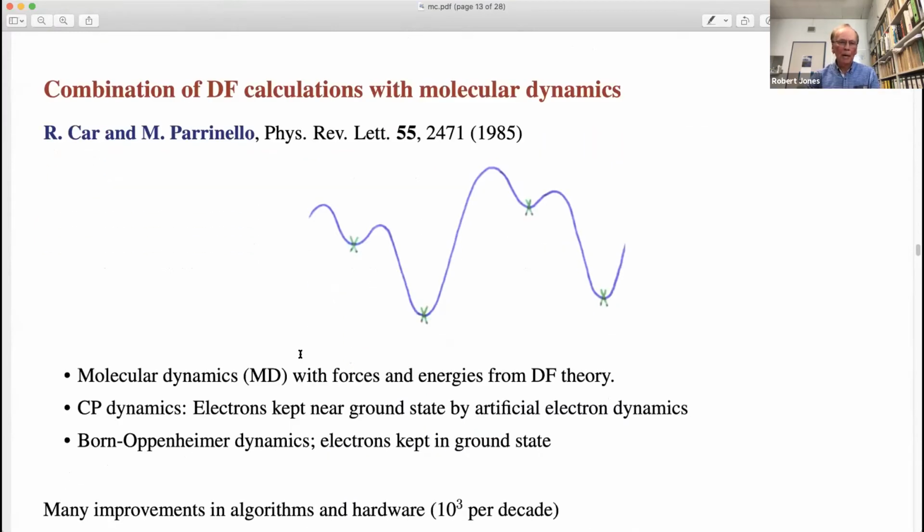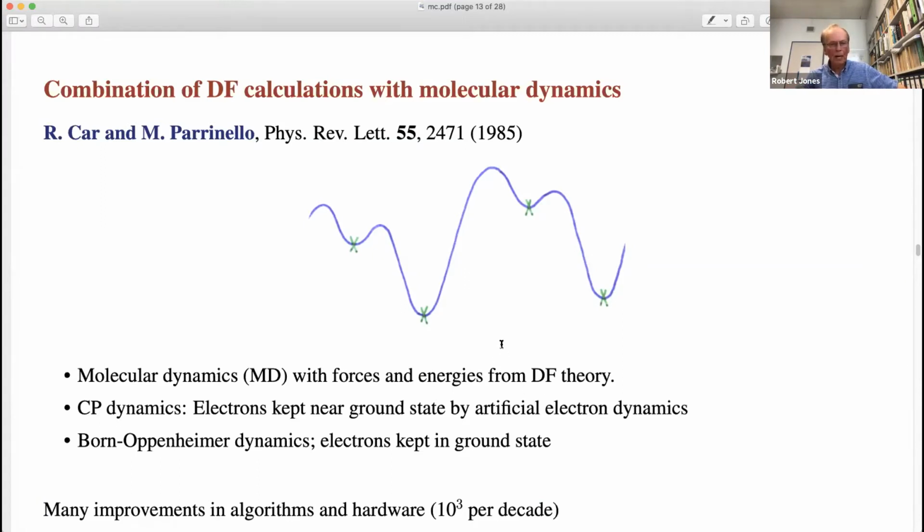Now, that's one part of our problem. The second part of our problem is that we have structures. We simply don't know what the structure is likely to be. And we have to have a method for searching out on this energy surface and looking for stable or metastable structures. This was done by Car and Parrinello in 1985, where they mixed, if you wish, molecular dynamics, where you have a kinetic energy term and the system moves around looking to minimize its energy, but they calculated the forces and energies from density functional theory.